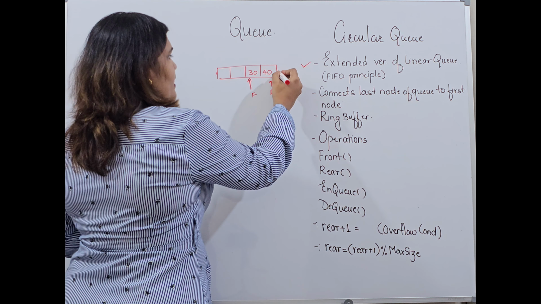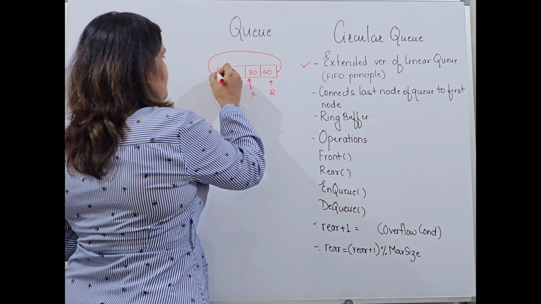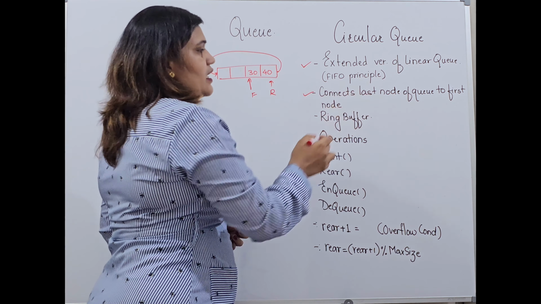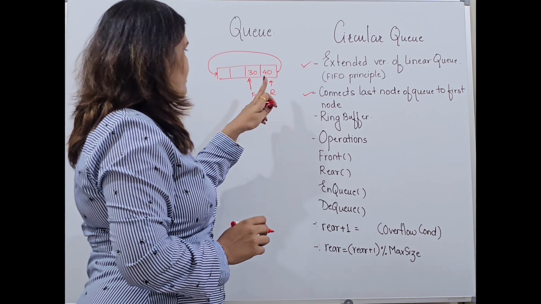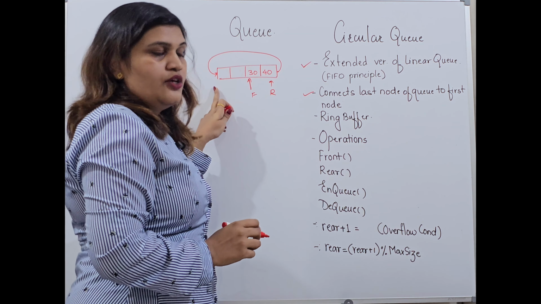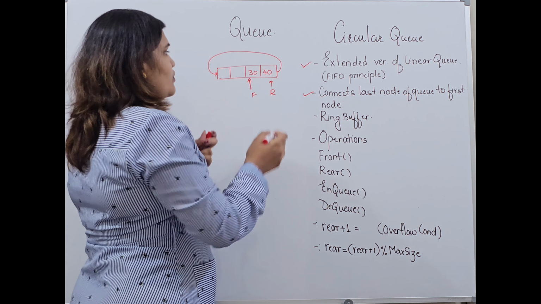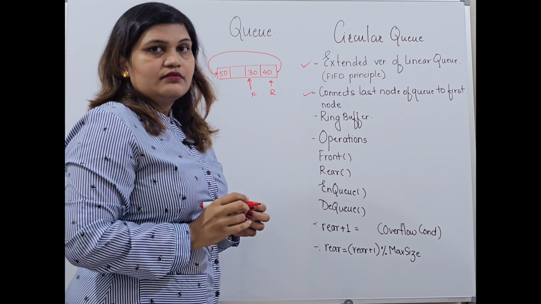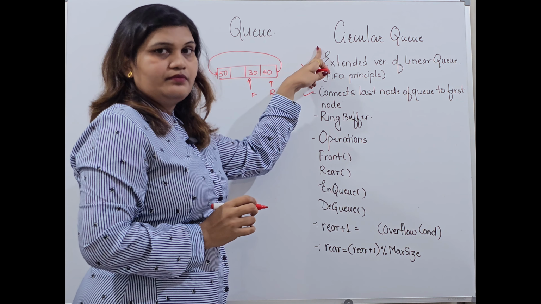So my end is connected with my start. So this pointer says connects the last node of the queue to the first. So my last node will be connected to the first. If the user wants to insert the element, the next element would be inserted here. That is the reason why circular queue.